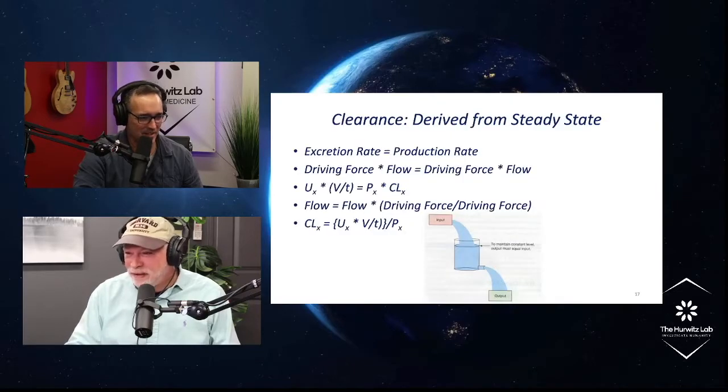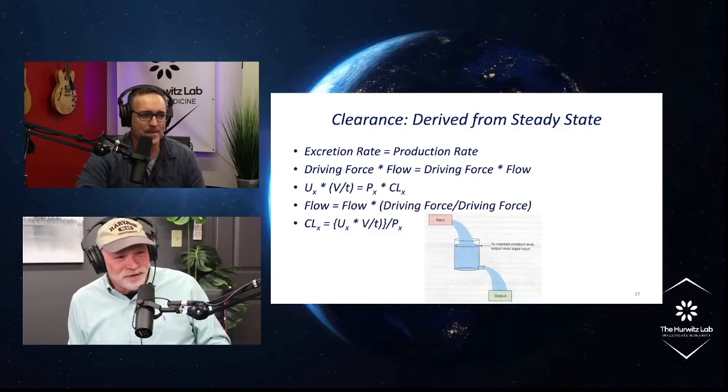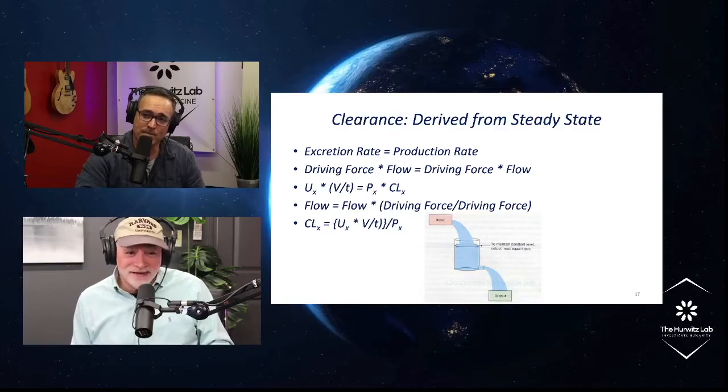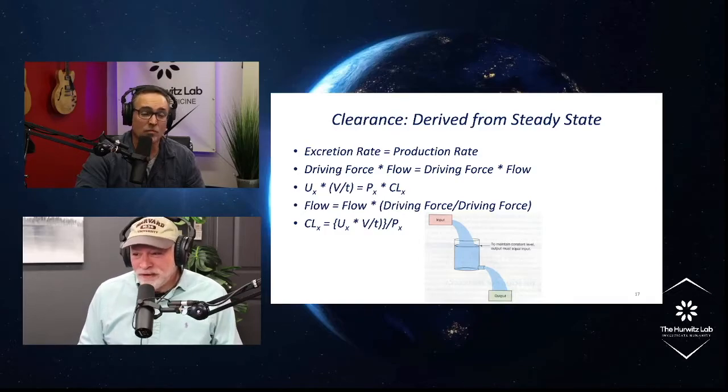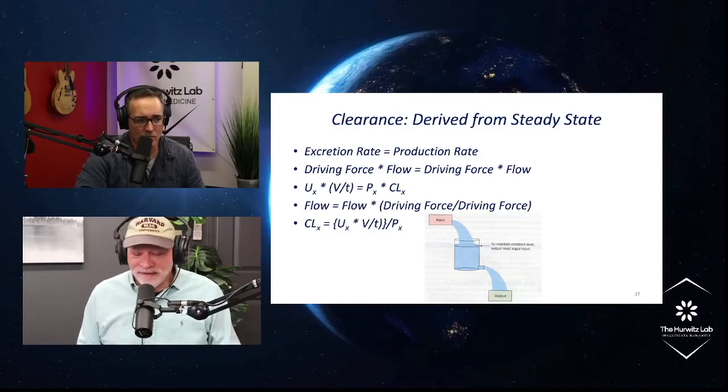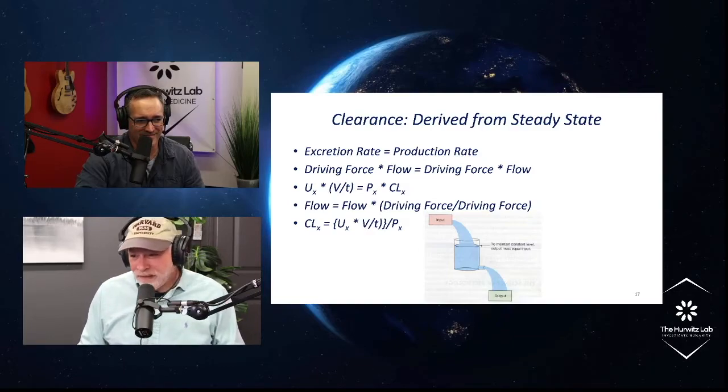One thing that people don't realize, which I'd like to point out here, is that clearance, which is the flow rate, is derived from steady state. Excretion rate equals production rate, which means the driving force times the flow equals the driving force times the flow. If you look at something in the urine's concentration, which is a driving force, times the volume of urine over time, which is a flow rate, that's got to equal the driving force in the blood, which is the plasma concentration, times this other thing.